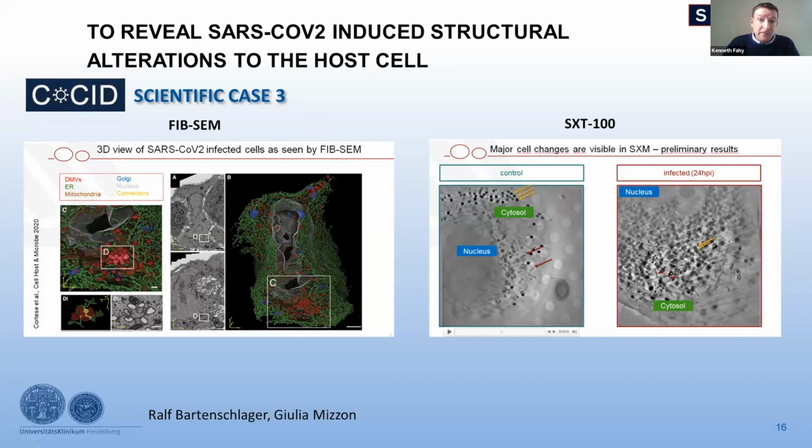So preliminary SXT100 results reveal a reduction in the size and the number of the lipid droplets, as shown here on the right-hand side, as well as crowding of the cytosolic vesicles and elongated mitochondria peripheral to the crowded area. So these analyses are ongoing, and Ralf and his colleagues will shortly move to using the SXT100 to investigate other viruses as well, for example, the dengue virus.